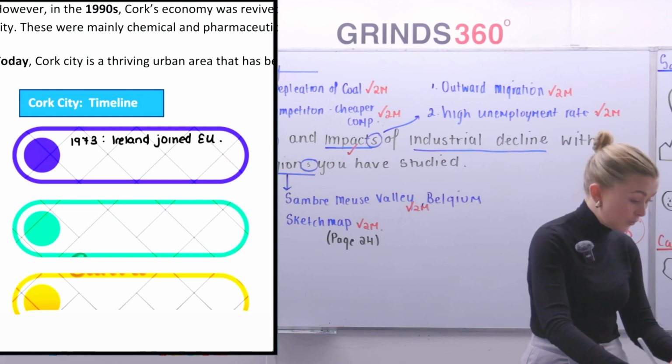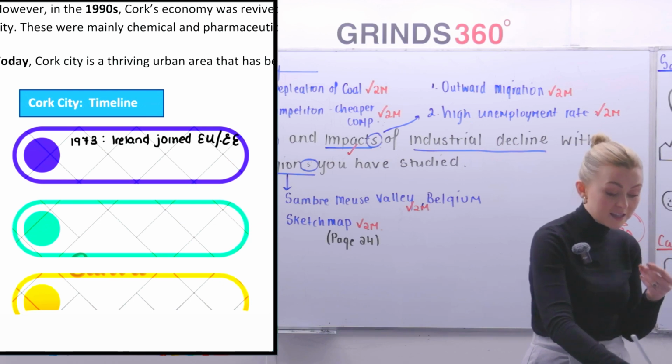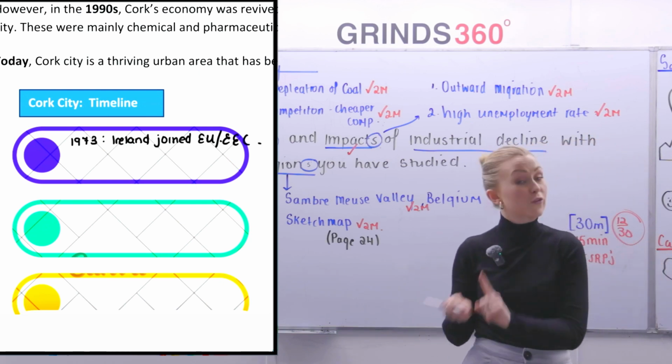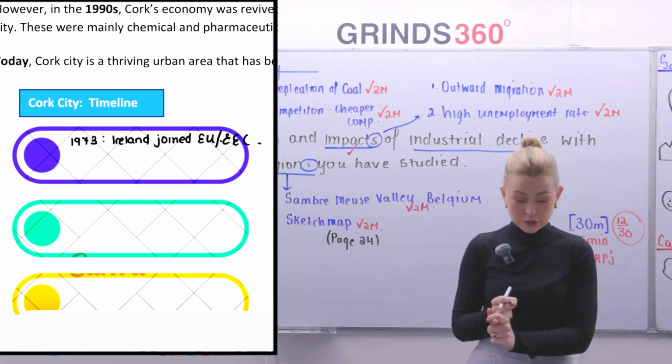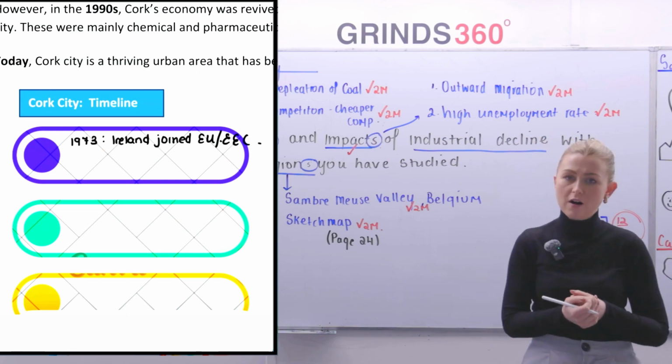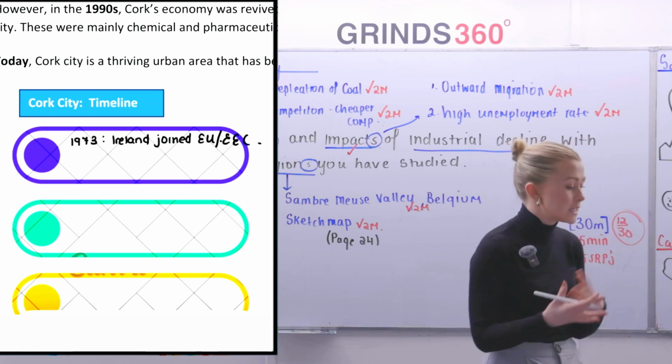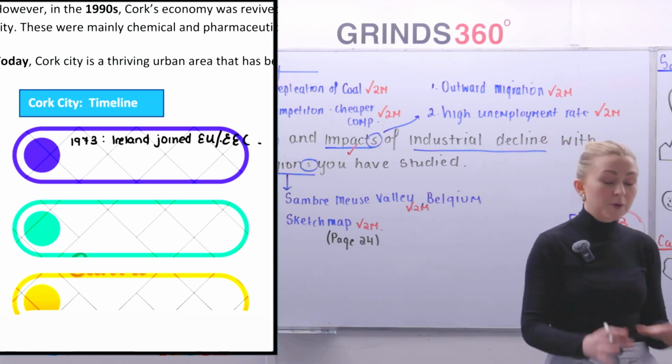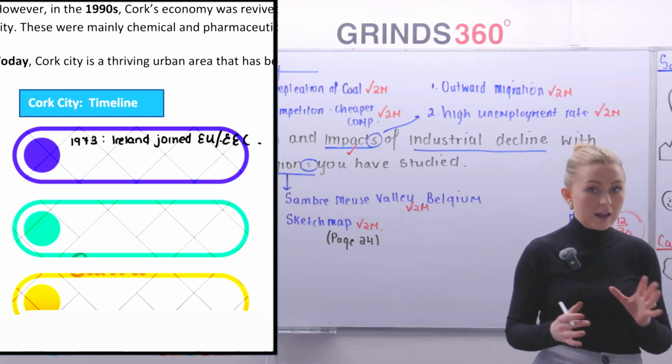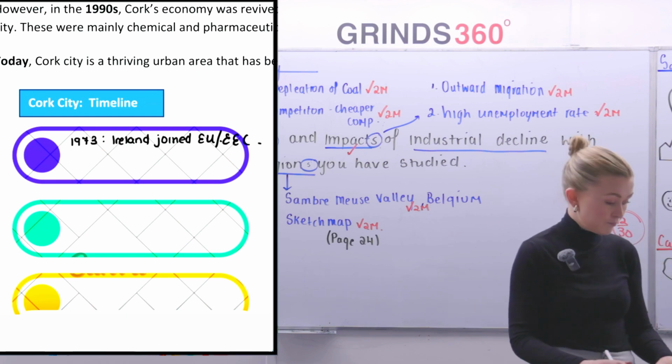When Ireland joined the EU, which at the time was not the EU, it was the EEC, that introduced us to the free movement of people and the free movement of goods. That was a really positive thing for Ireland, but Ireland didn't really experience an industrial revolution. But it did mean that Irish people could get lower prices on goods abroad.